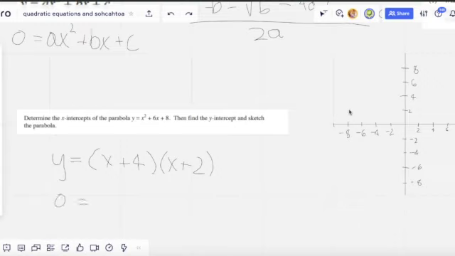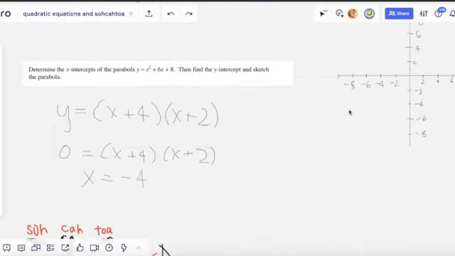0 is equal to x plus 4, because we're trying to find y equals 0, because the x-intercepts are when y equals 0 on this line. So it's 0 when x equals -4, obviously, because -4 plus 4 is 0, so the whole thing ends up being 0. And it's also 0 when x equals -2. So now we have our x-intercepts. So we know that there's a point at -4, and there's a point at -2.